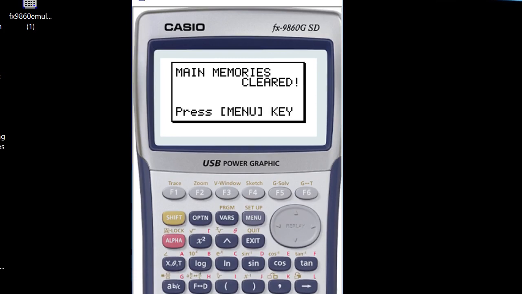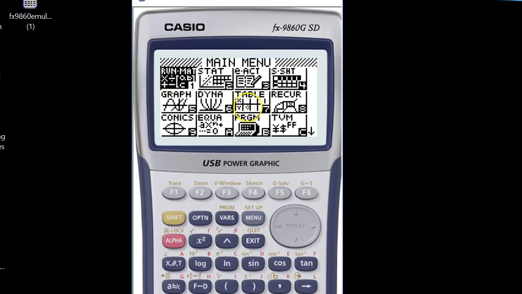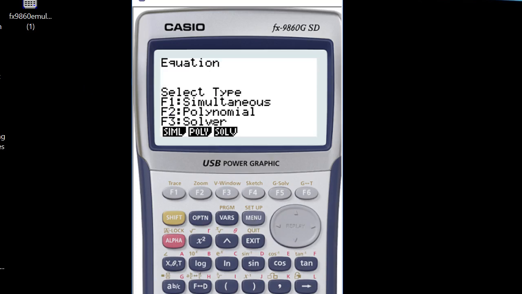Now, when you load the calculator, you go to Menu, and there is a tab here called Equation. So if you just use the cursor arrows to click on the equation, you've then got a choice of equations to solve. The first one, if you press F1, is simultaneous equations. F2 is polynomial, and F3 is just a normal solver. So you would solve simultaneous equations with F1, and with F3 you would solve equations like 2x plus 1 equals 7.